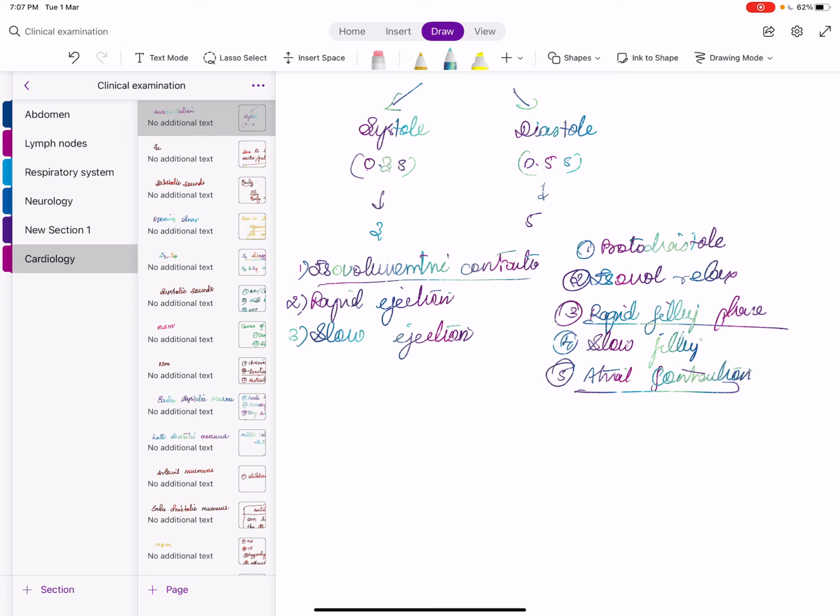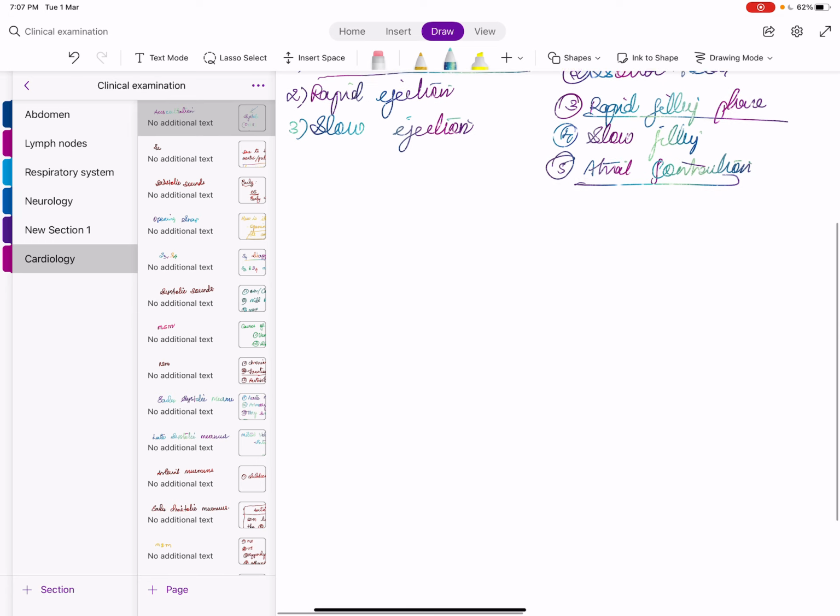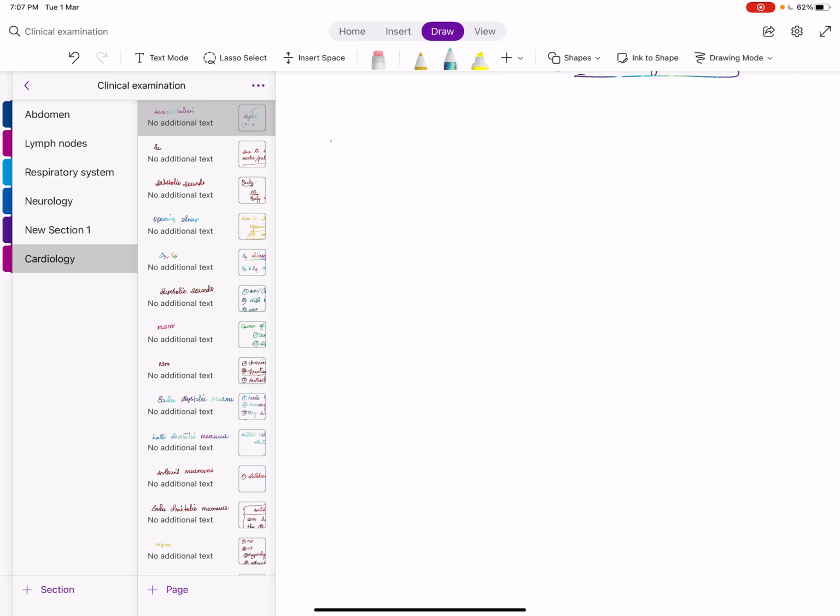When the pressure in the ventricle drops after the slow ejection phase, the ventricle starts relaxing. At the onset of relaxation, what happens? The opened aortic valve and pulmonary valve will close. So just like the closure of the mitral and tricuspid valve marks the beginning of systole, the closure of the aortic and pulmonary valve marks the beginning of diastole. Alright, so what are the phases of diastole?